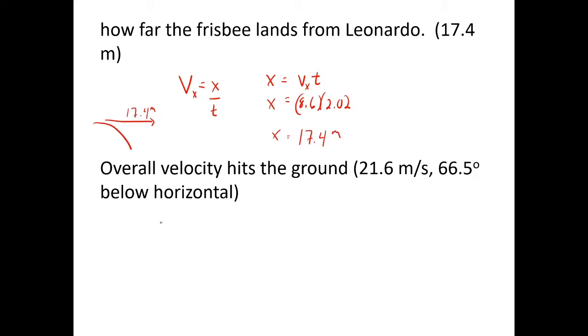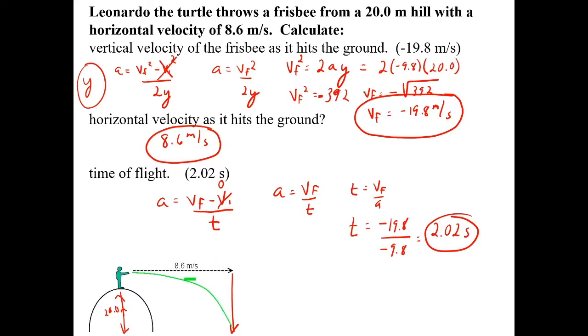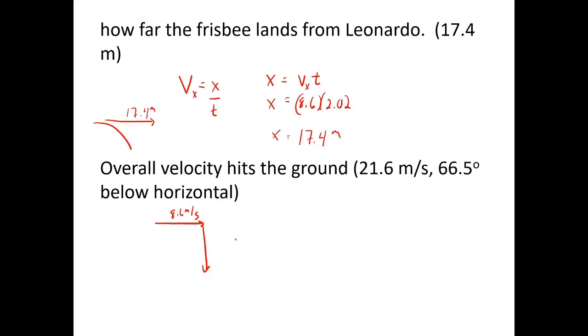To get the overall velocity, remember that the Frisbee's not going to necessarily land straight. It was going at 8.6 meters per second in the x direction. Then in the y direction, negative 19.8 meters per second. So the Frisbee's going to angle downward, just like that. We're going to get a v final and a theta. Now to get v final, it'll be the Pythagorean theorem.